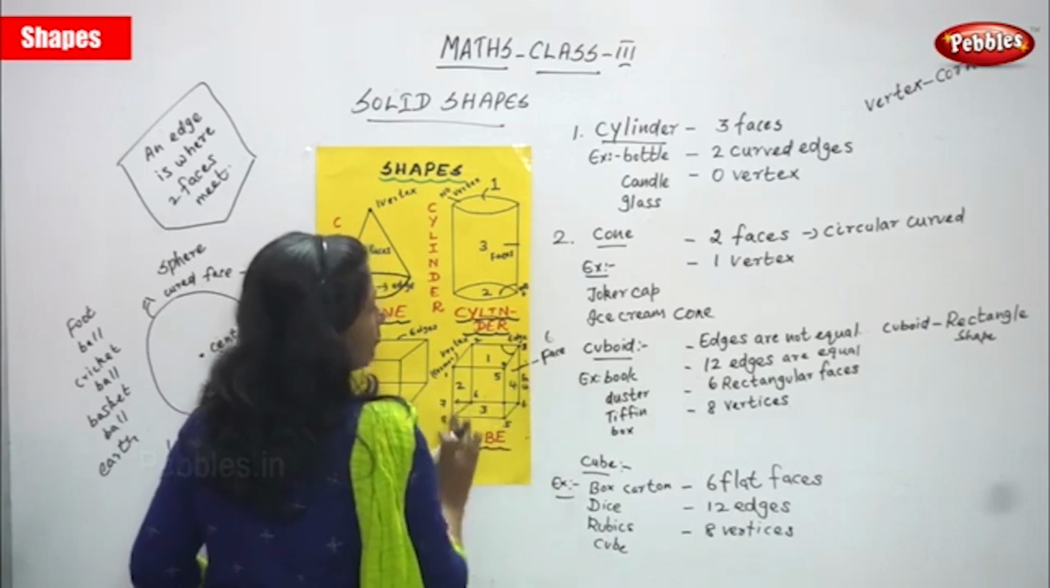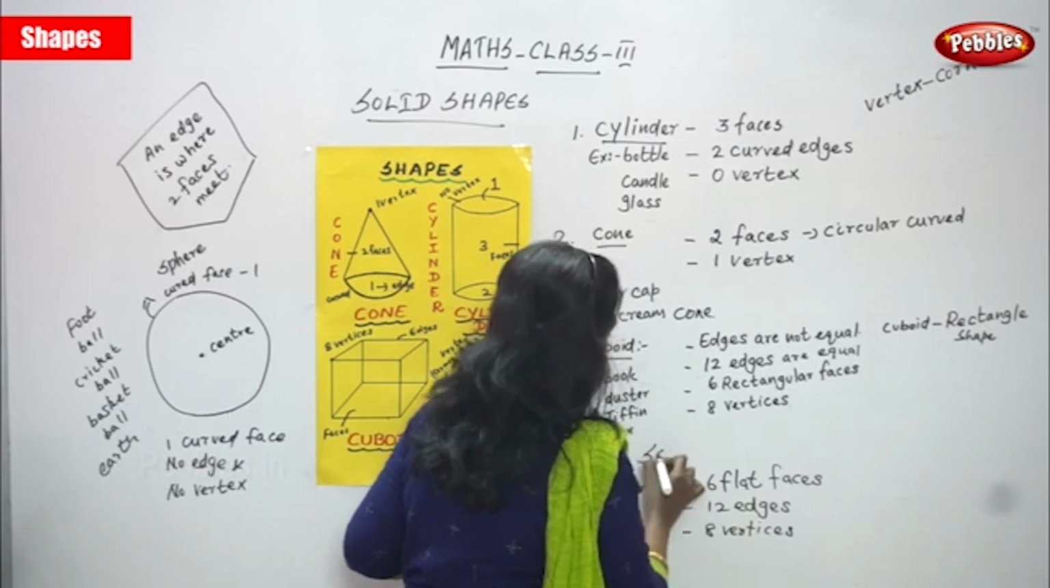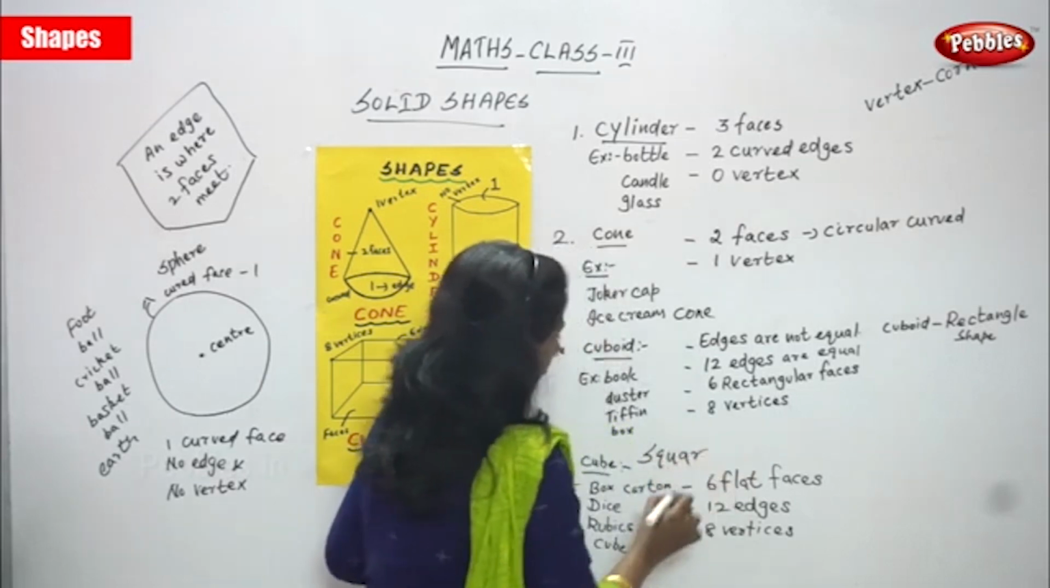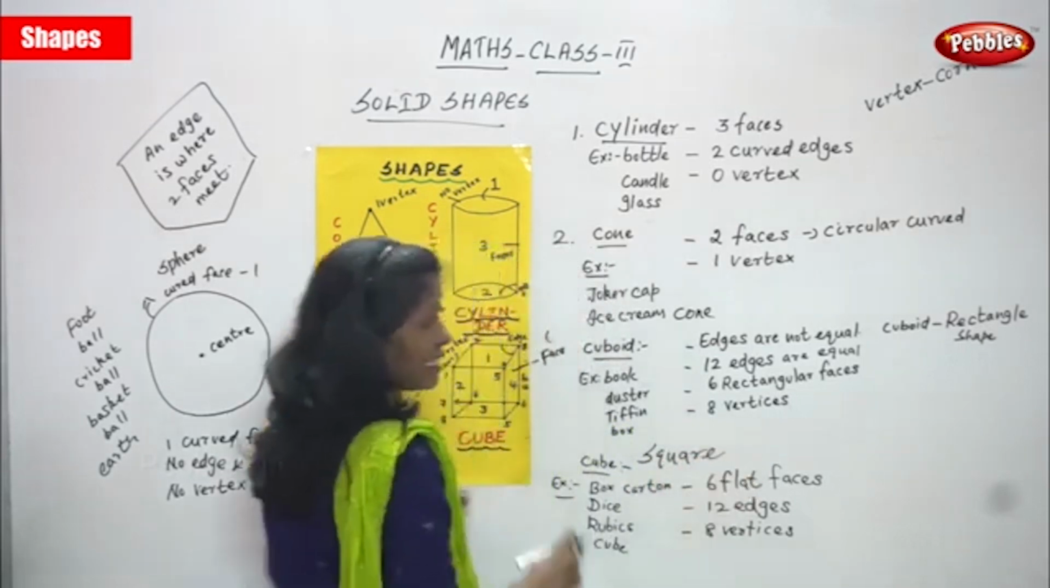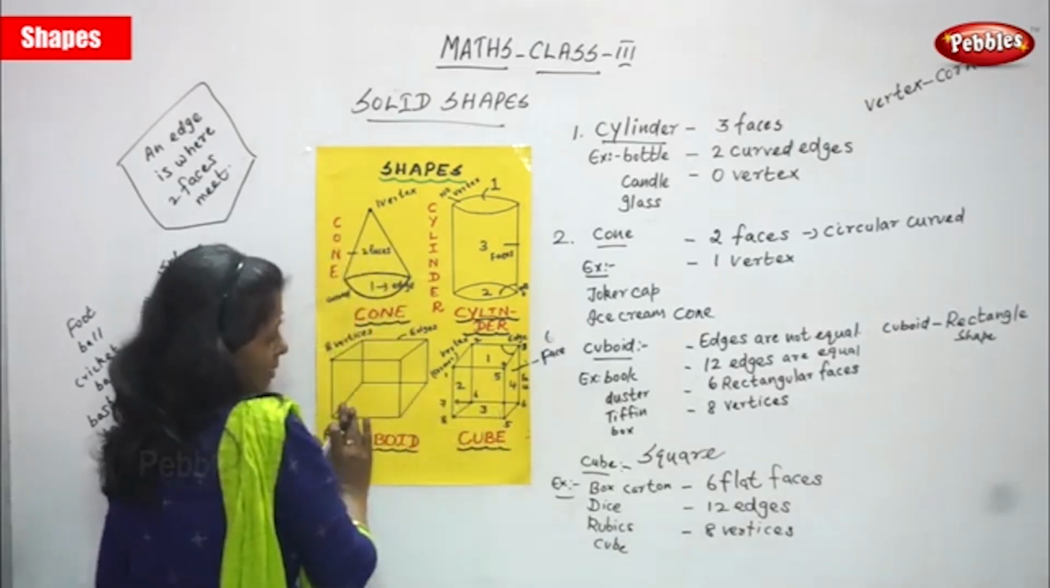But first I will explain the cube, because a cube is a square shape. Cube means what shape? It is based on the square. So first I am going to explain the cube, and after that I will explain the cuboid.